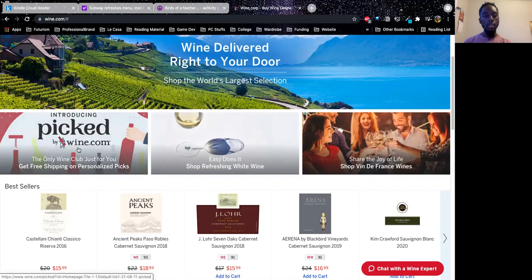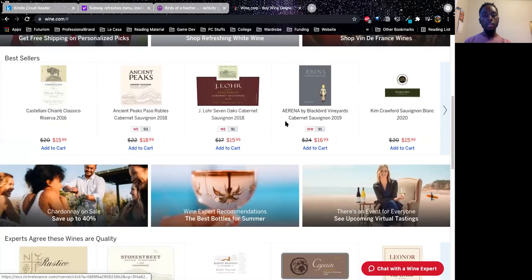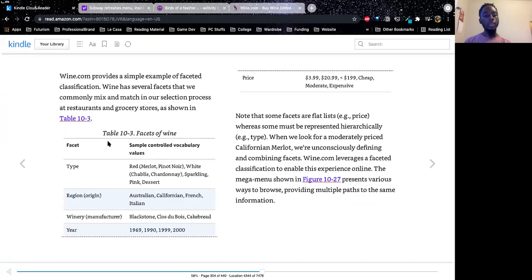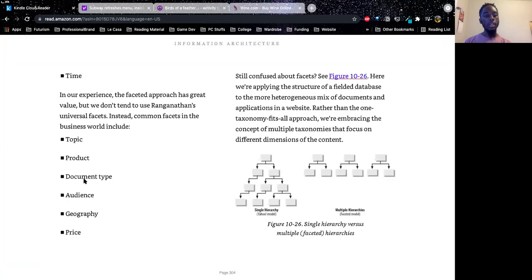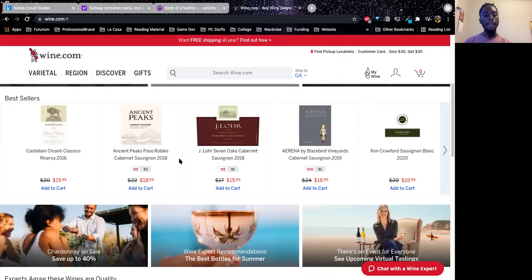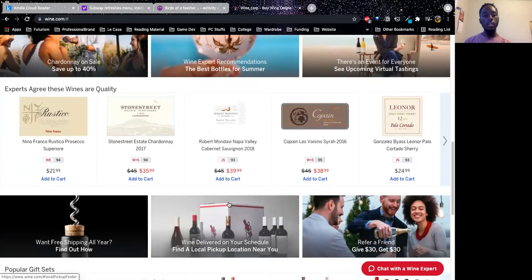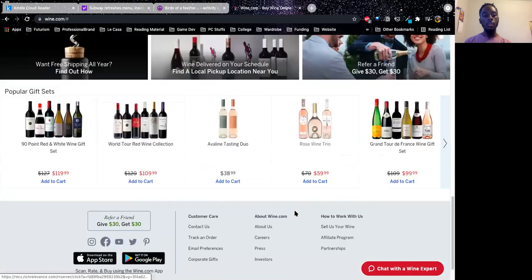Refreshing white wine. So I guess it's like offerings they have. Best sellers. So boom, you go right to the product. And this is, I guess, bestsellers. You can kind of think about that as a price, or as a, I don't know. How would you fit that here? Maybe audience, or document type. That's interesting. So these are the types as well. Yeah, that's interesting.